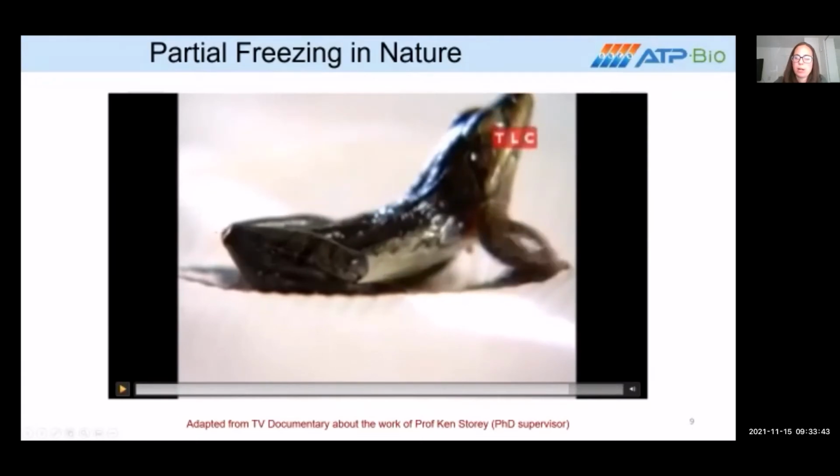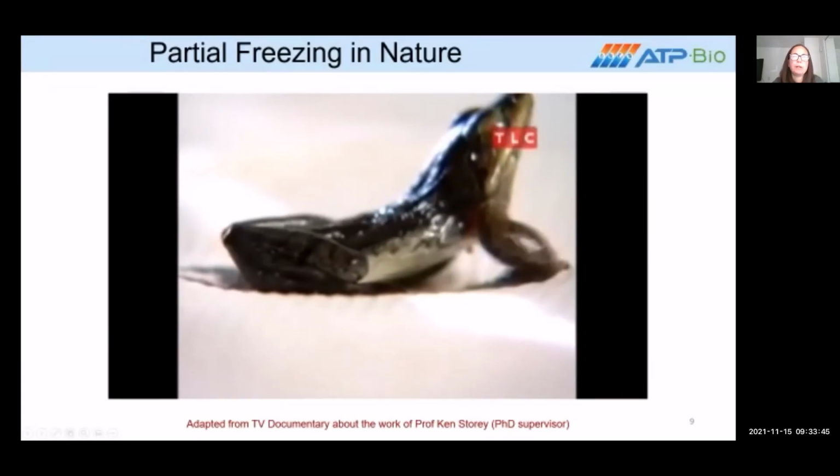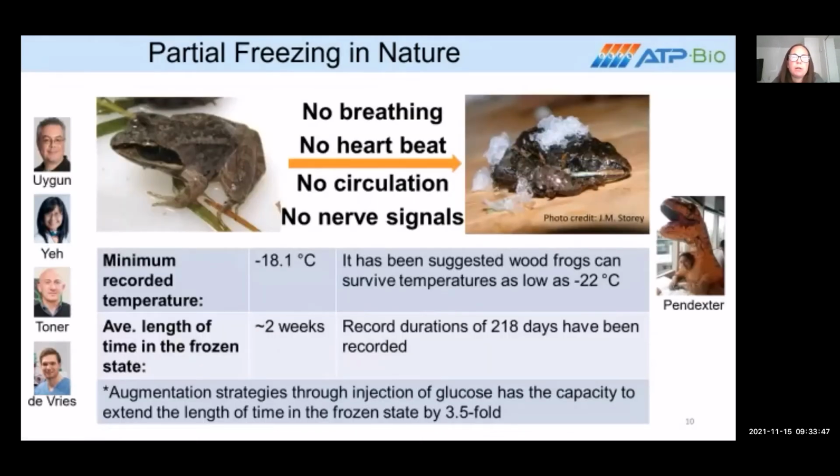So that's Rana sylvatica, the wood frog. As Dr. Storey mentioned, for all intents and purposes, this is an organism that is completely dead by our clinical standards. There's no breathing, no heartbeat, no circulation, no nerve signals. It's frozen completely solid. 65% of its water is frozen as ice. However, after a certain period, usually on the order of a couple of weeks, this organism can thaw, completely reanimate, and carry on with its life as usual.